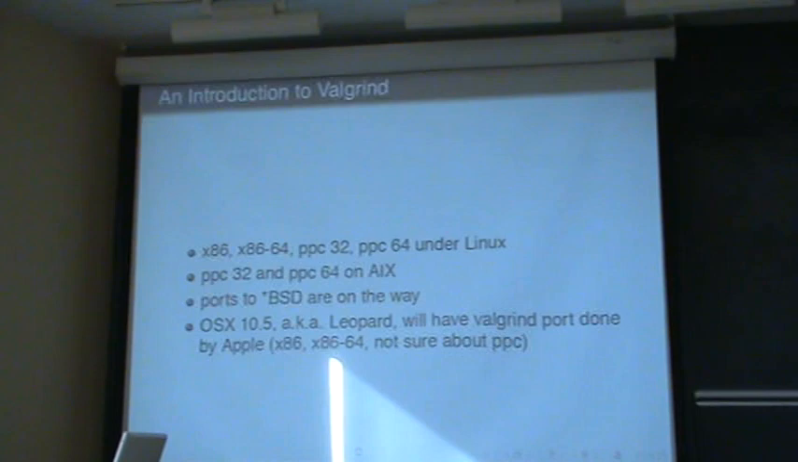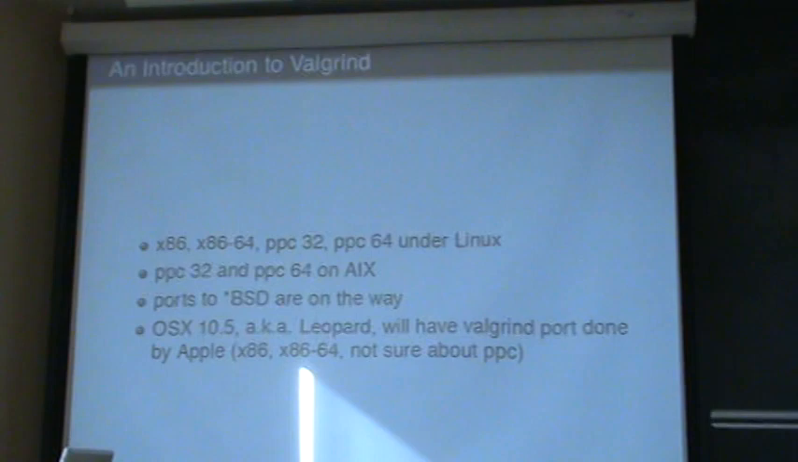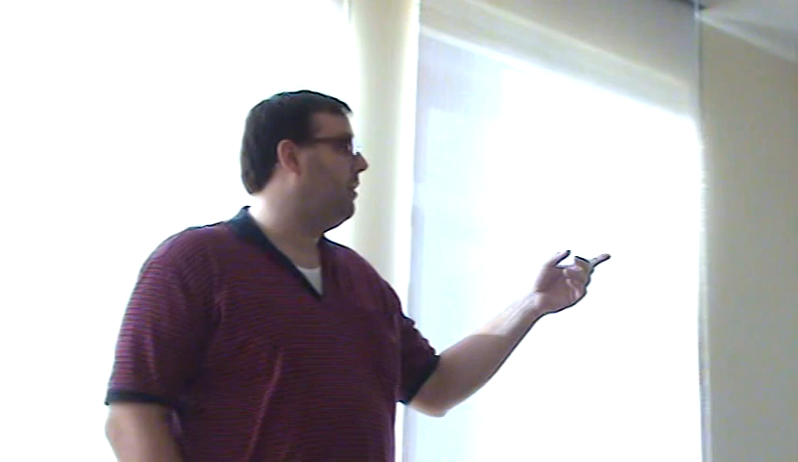Valgrind runs on Intel CPUs, AMD64 CPUs, and also PowerPC 32 and 64-bit on Linux. I regularly use it on PowerPC 32, and once I get my PlayStation set up and running, I'm probably going to compile it on a 64-bit PowerPC too. AIX, well, who cares? No access.